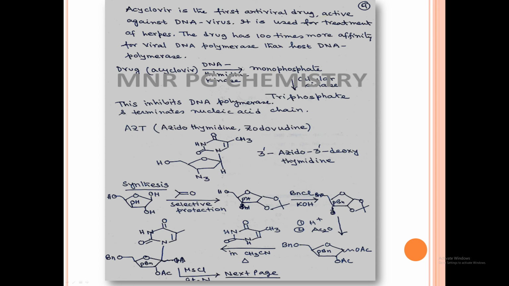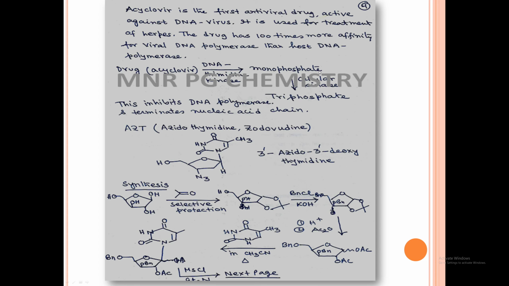So what is the mode of action? The drug molecule, acyclovir, with the viral thymidine kinase. Wherever you see kinase, that is phosphorylation. So the acyclovir undergoes monophosphorylation, and we get the monophosphate.